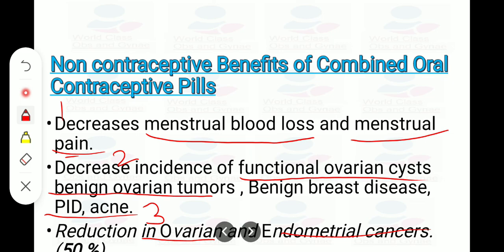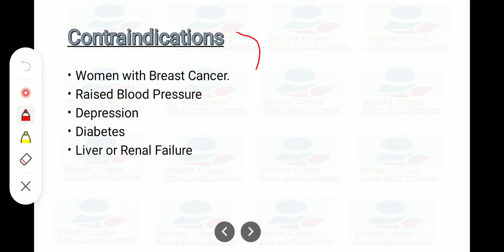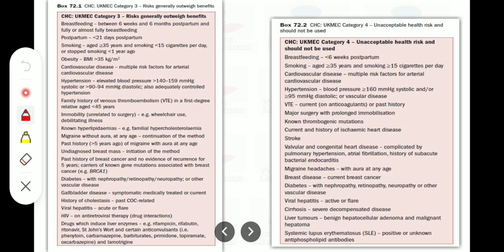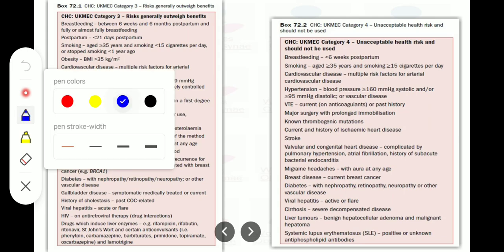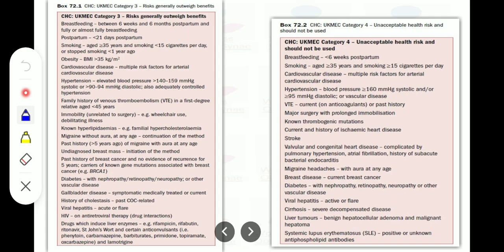We should also know what the contraindications are. The contraindications include women with breast cancer, raised blood pressure, depression, diabetes, liver, or renal failure. Now, let us discuss these two boxes, although it's a very exhaustive list. But several questions in the exam come related to these contraindications. You can make category 3 criteria and category 4 criteria. When we talk about category 3, risk generally outweighs benefit. So that is the main heading of it.